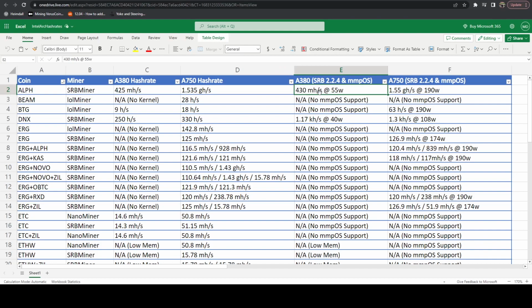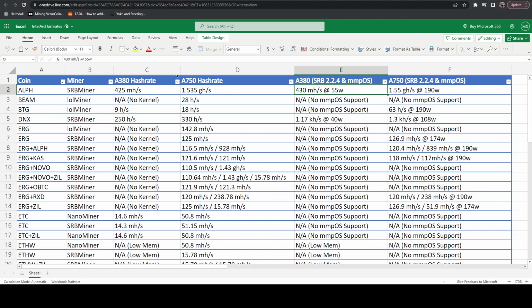We achieved 430 mega hash at 55 watts. It's about 5 more mega hash per second than what we got in Windows. And 1.55 giga hash per second at 190 watts on the A750. Those were pretty close to the numbers we had achieved.